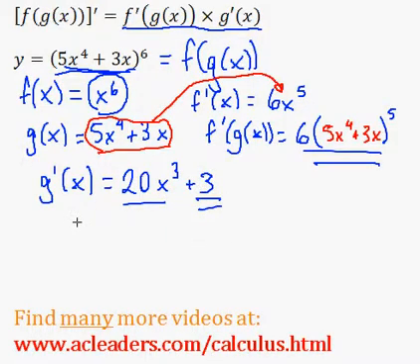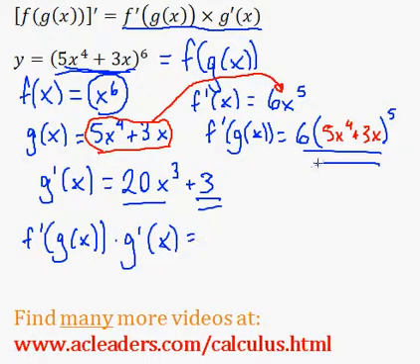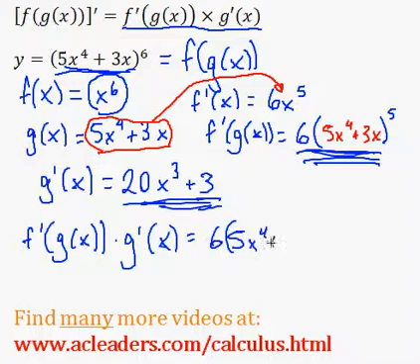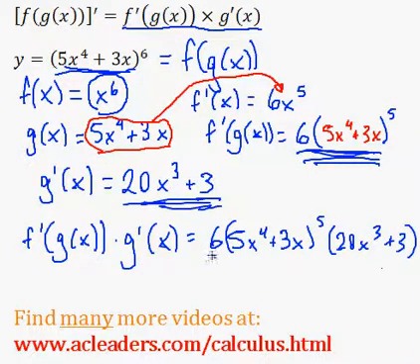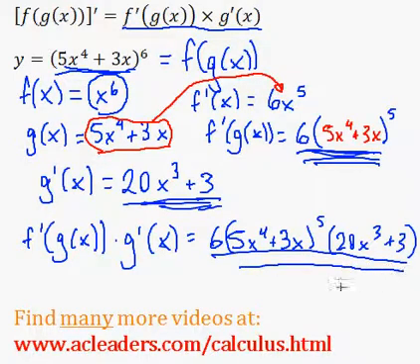That's it. So finally, the final answer here will be f prime of g of x times g prime of x, which is this whole thing here times that whole thing there. So we get 6(5x^4 + 3x)^5 times (20x^3 + 3). And that's our final answer right there.